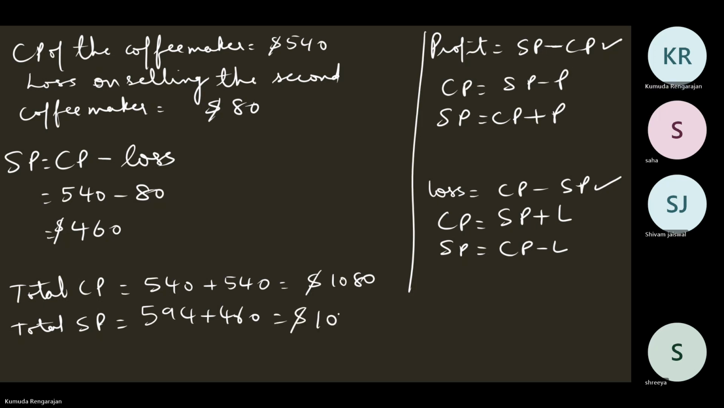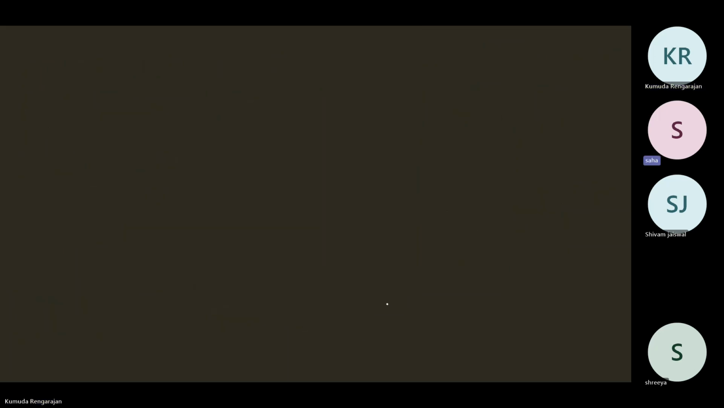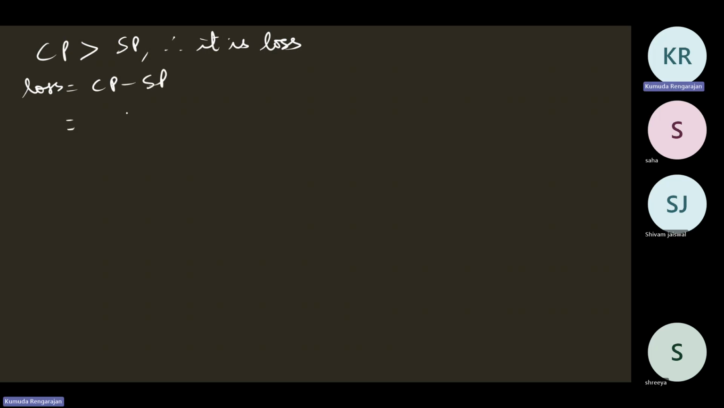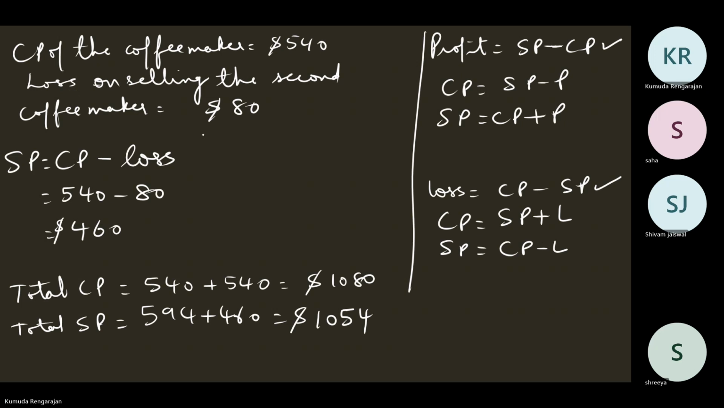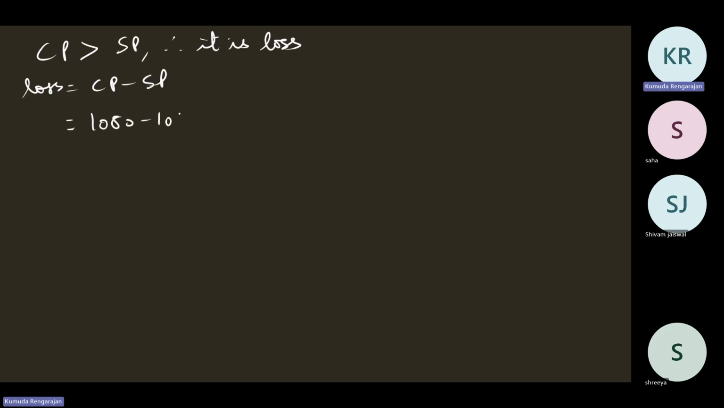How much is it? So now, is it a profit or loss? Total CP is 1080. SP is 1054. Is it a profit or loss? It's a loss, ma'am, because CP is greater than SP. Therefore, it is a loss. So loss is equal to CP minus SP, which is 1080 minus 1054.